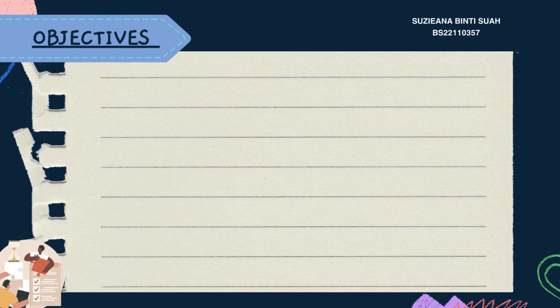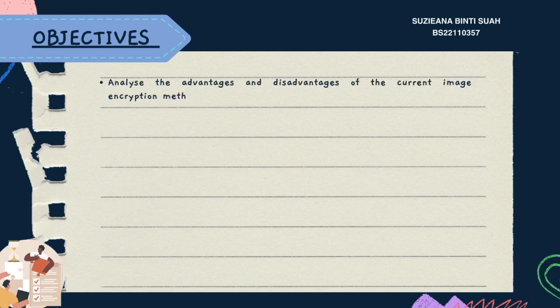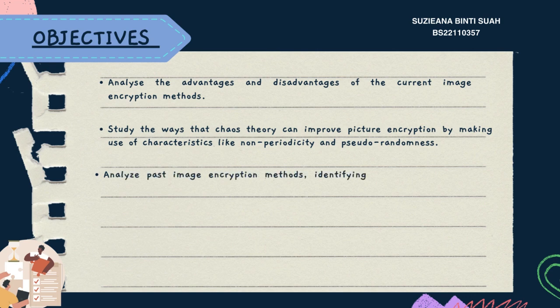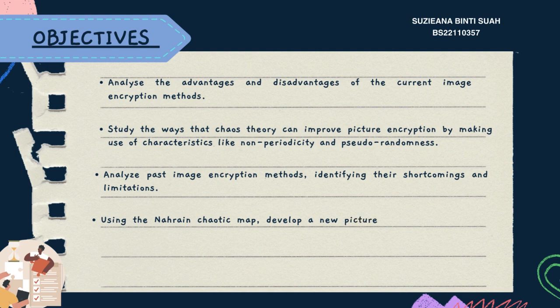The objectives of this research paper are: first, to analyze the advantages and disadvantages of the current image encryption methods. Second, to study the ways that chaos theory can improve picture encryption by making use of characteristics like non-predictability and pseudo-randomness. Third, to analyze past image encryption methods, identifying their shortcomings and limitations. Fourth, using the Narain chaotic map, to develop a new picture encryption technique that prioritizes key creation and increases security.